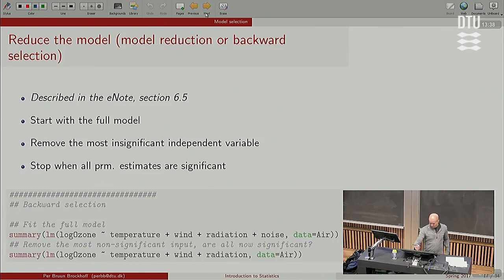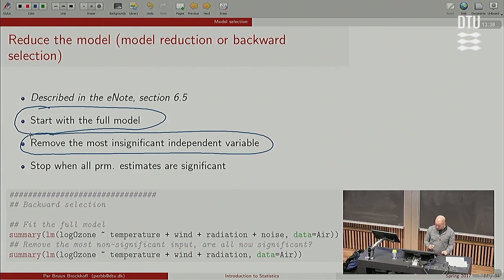We will, not to make it too complicated, focus mostly on the backward approach, which is a really nice approach when we have information enough for doing it. The idea is to start with a full model, whatever that could be. That can maybe be challenging sometimes to decide, but we start with the largest possible model in the situation we're in. And then we look at whether we really need all the X inputs.